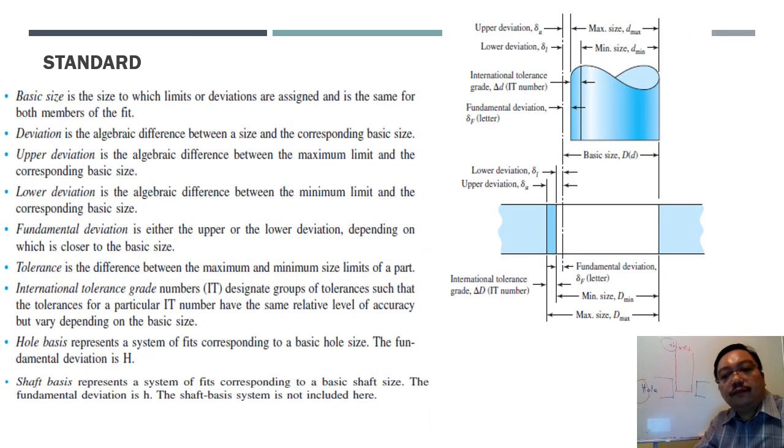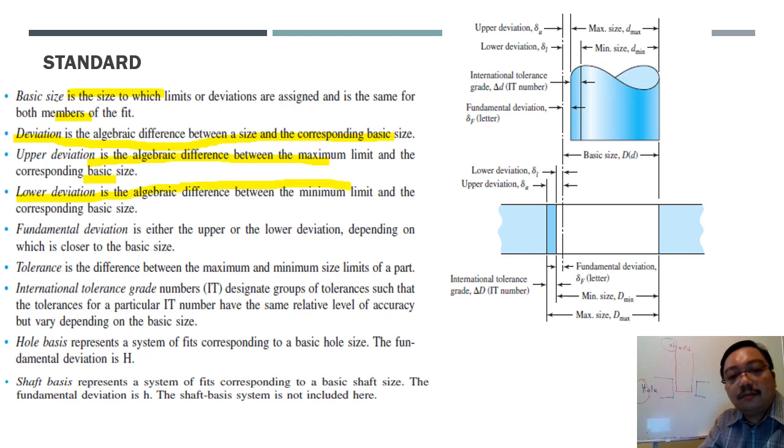The standard terms for the shaft are given. The basic size is the size to which limits of deviation are assigned, and it is the same for both members of the fit. Deviation is the algebraic difference between a size and the corresponding basic size. Upper deviation is the algebraic difference between the maximum limit and the corresponding basic size. Lower deviation is the algebraic difference between the minimum limit and the corresponding basic size. Fundamental deviation is either the upper or lower deviation, depending on which is closer to the basic size. Tolerance is the difference between the maximum and minimum size limits of a part.